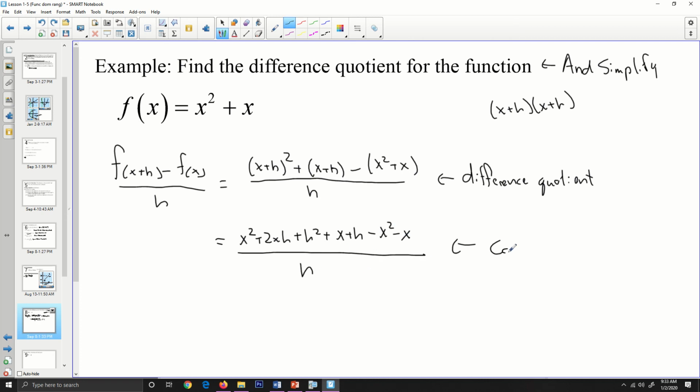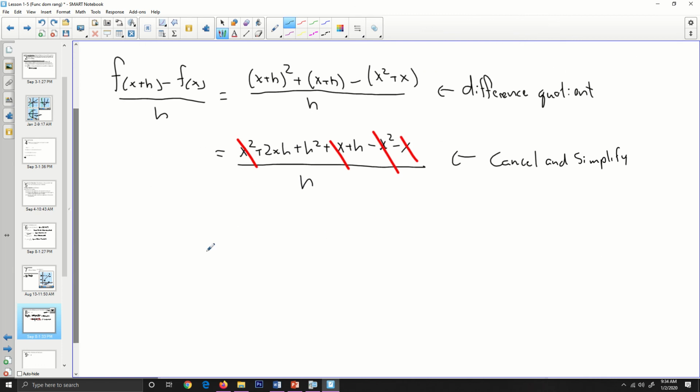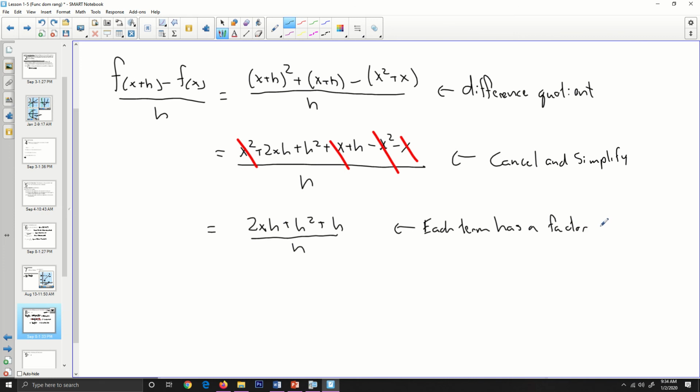And now we're going to cancel. And so I've got an x squared there that cancels with that x squared. I've got an x to cancel with that. And then I'm going to simplify. And so I get, let's see here, 2xh plus h squared plus h all over h. Notice each term has a factor of h. And so I can divide it out.